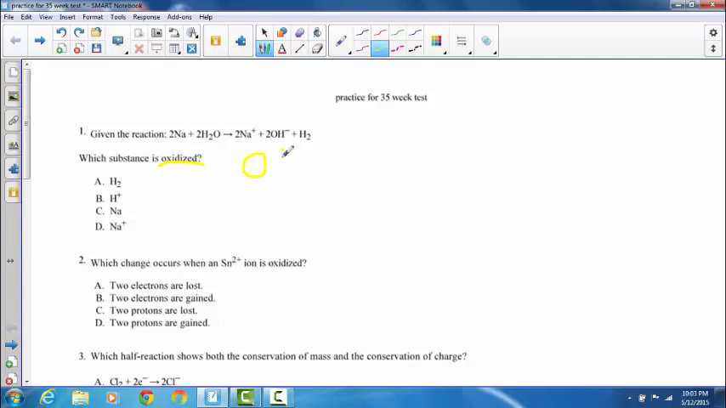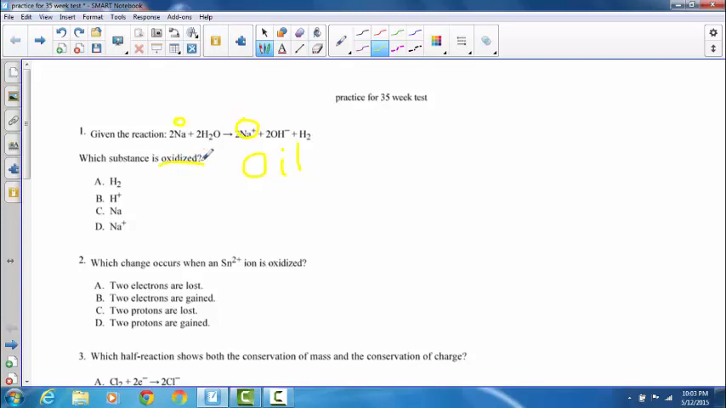So oxidation is losing electrons. So we want to go up here, and metals often oxidize. They're on the left side of the periodic table, meaning they have very few valence electrons, so they easily lose those valence electrons. Here is sodium, and it's going from a 0 to a +1, and that's showing that it oxidizes.